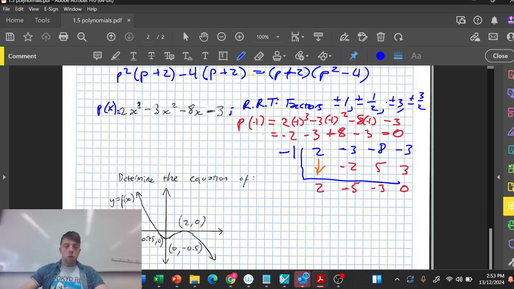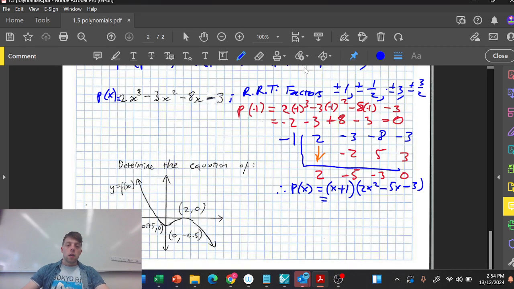So therefore, we can conclude that p of x is in fact equal to, we can take out this factor, so we can take out x plus 1. When we take out that factor, we're left with the rest of this. So these represent the coefficients of this cubic. These ones here represent the coefficients of the quadratic that we end up with. So that's equal to 2x squared minus 5x minus 3. Okay, so we have factorized that part there.